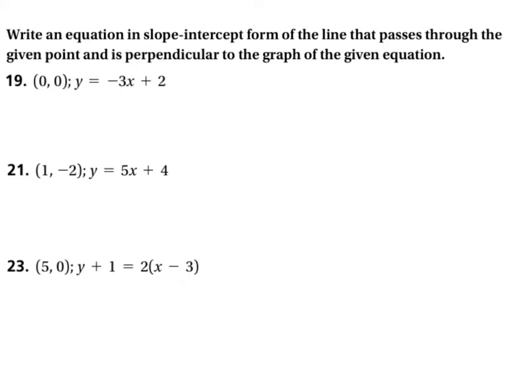Okay, so here we're writing equations in slope-intercept form that go through the given point, but unlike the first three problems we did where the lines are parallel and we use the same slope, these are perpendicular and we're going to need to use the negative reciprocal slope. So I'm going to zoom in on these and we're going to solve these one at a time here.